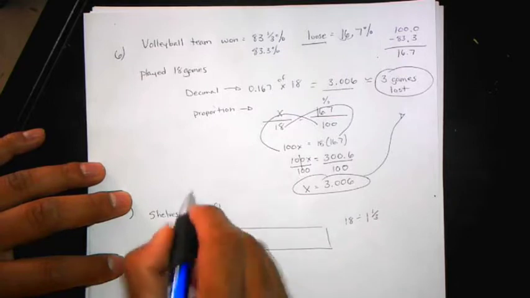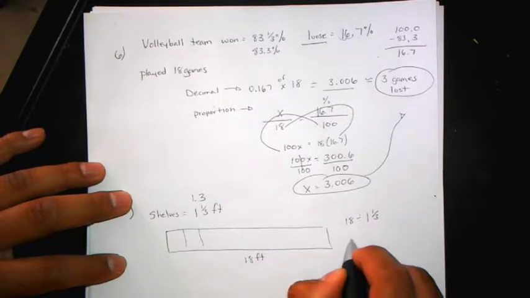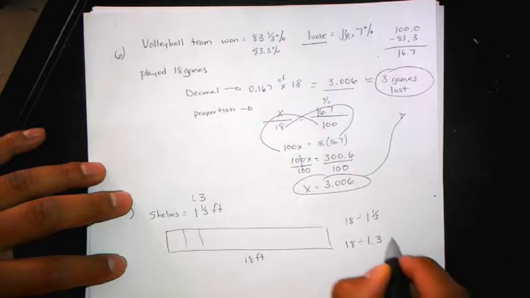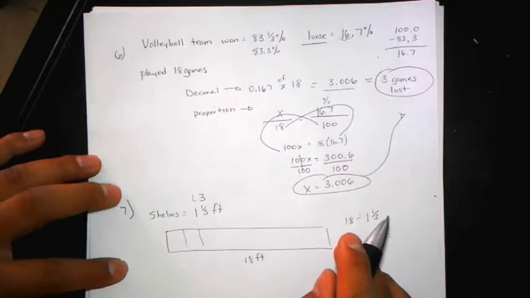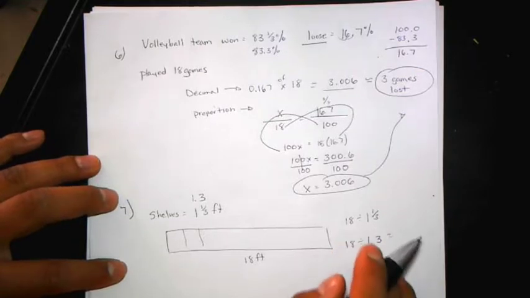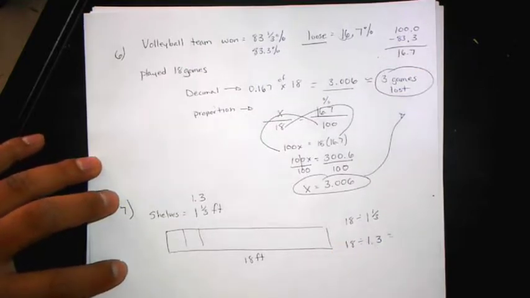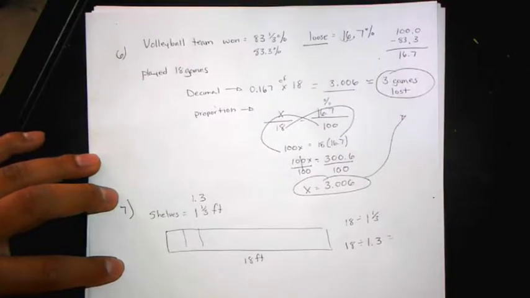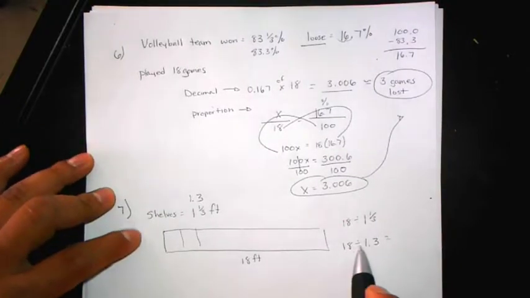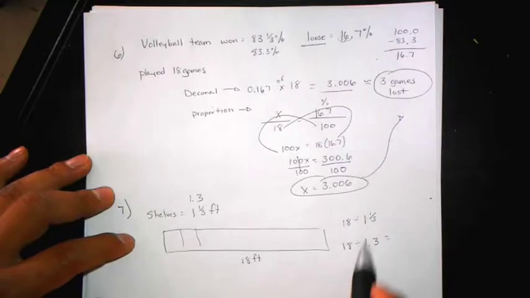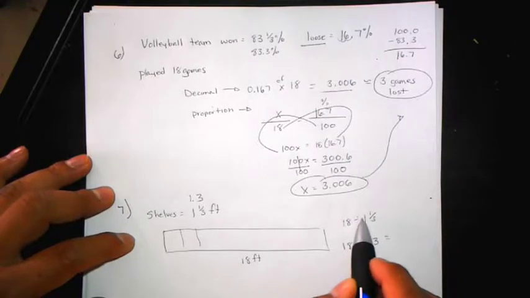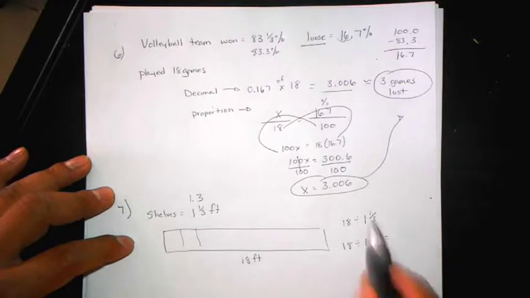Or even simpler, I could turn this into a decimal and go 18 divided by 1.3. Whichever way works for you best, go ahead and do that. In my particular case, I'm going to do it through fractions, just so that I can show you again how to divide fractions. But if you do this on your own, you should get the answer.